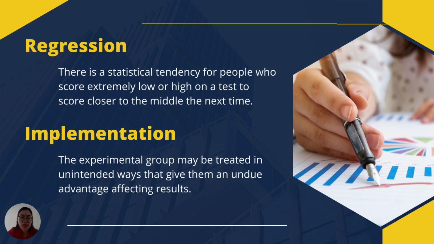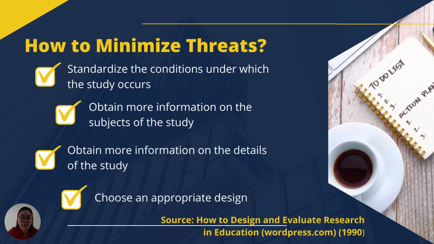So, how to minimize these threats? There are four alternatives to minimize the threats. A researcher can try to do any or all of the following. So first is the standardize. First, standardize the conditions under which the study occurs, such as the ways in which the treatment is implemented and the ways in which the data are collected and so on. This helps control location, instrumentation, subject attitude, and implementation threats.